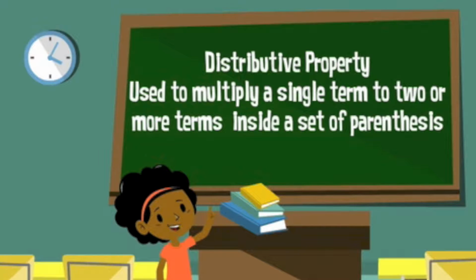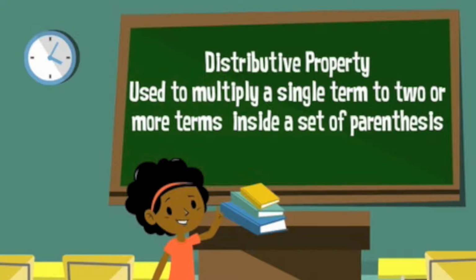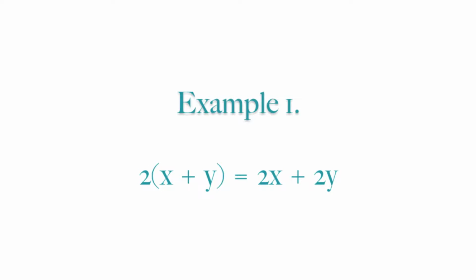The distributive property is used to multiply a single term to two or more terms inside a set of parentheses. For example, 2 quantity x plus y equals 2x plus 2y.